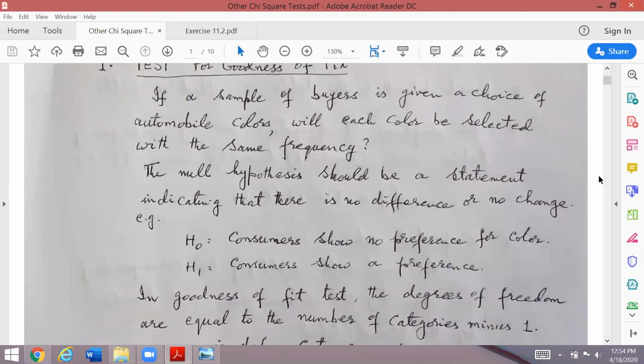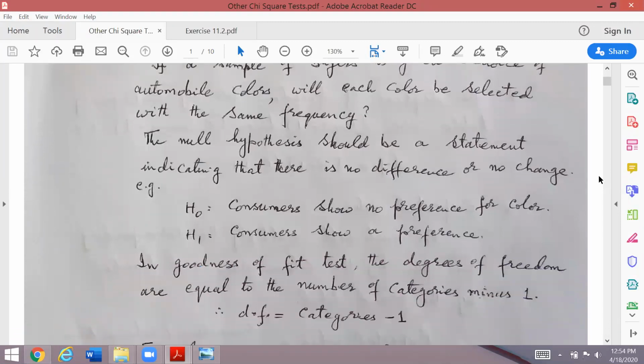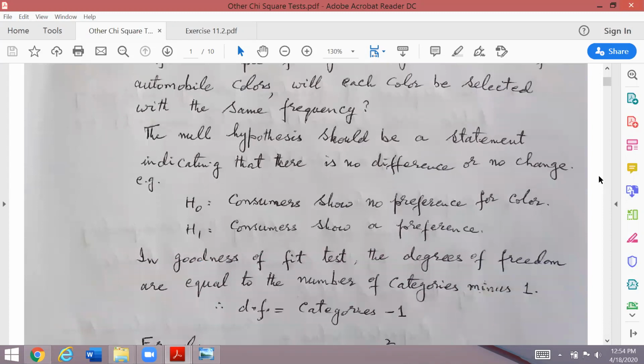And if these customers are showing any sort of preference, that sentence you would be writing in H1. And if there is no preference, you had been writing in H0. So keep in mind that in this chapter, we are not going to use any symbols to write in H0 or H1. I told you that you'll be using sentences. And as per the question, you have to decide whether the claim is to be written in H0 or in H1.